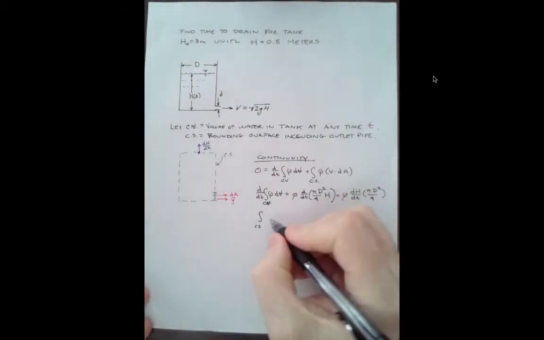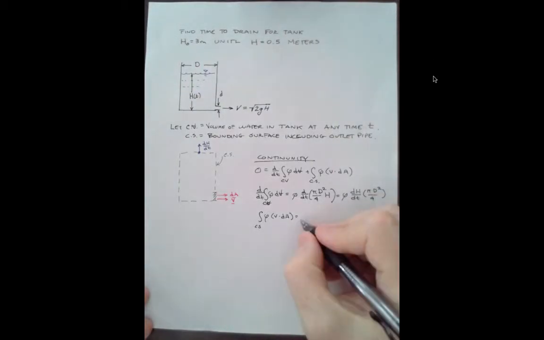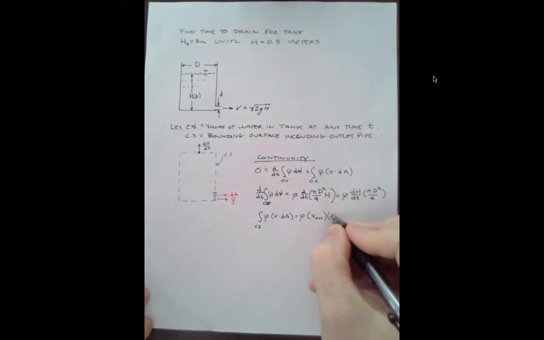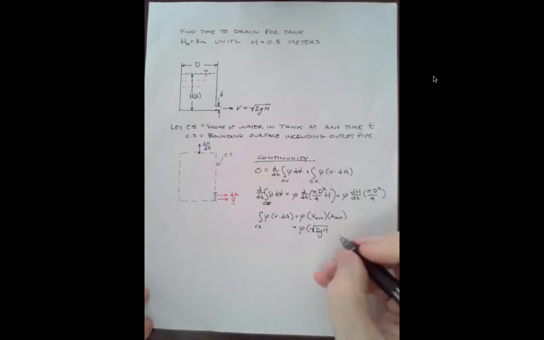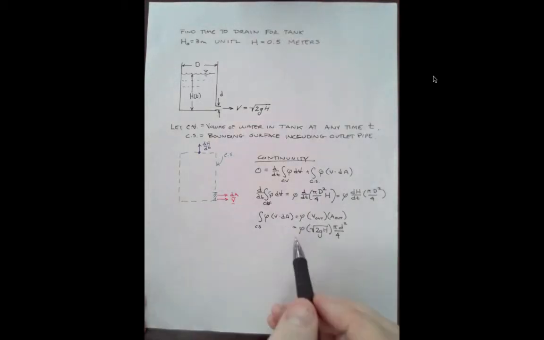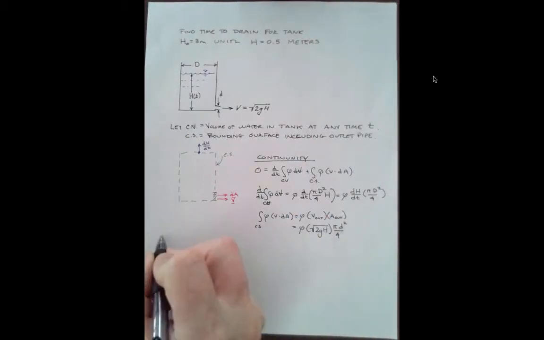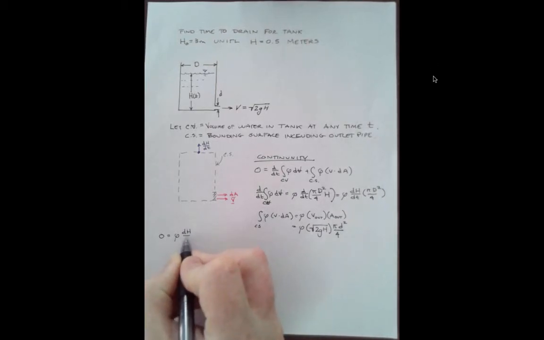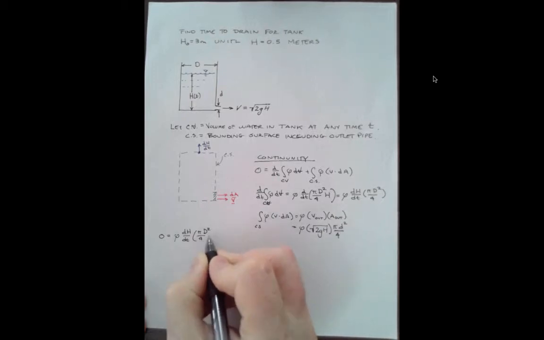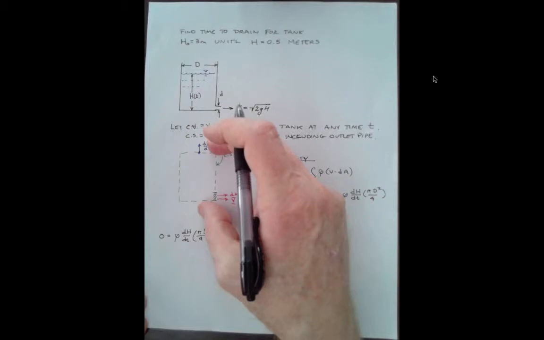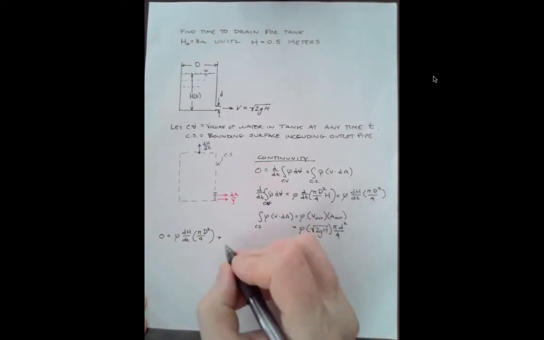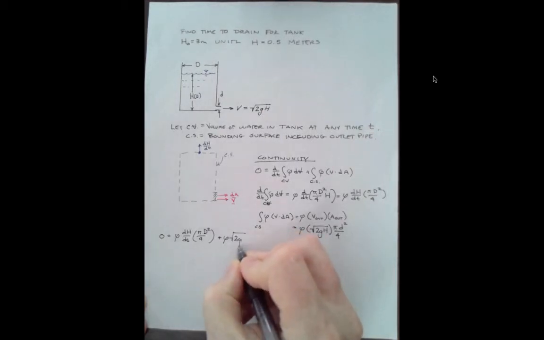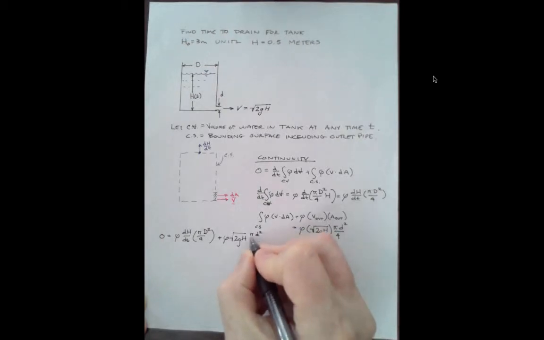The integral over the control surface of rho v dot dA, in this case, is rho times velocity out times area of the outlet, and that equals rho times the square root of 2g h times pi lowercase d squared over 4. Now we substitute these back into the continuity equation. Basically, we replace the right-hand sides. And we have 0 is equal to rho dh/dt pi D squared over 4, plus rho square root of 2g h pi lowercase d squared over 4.